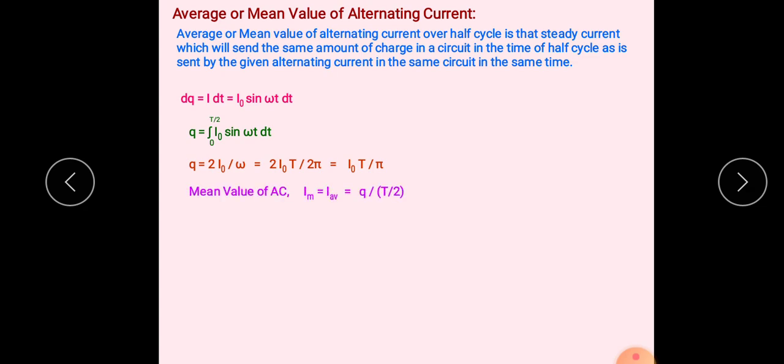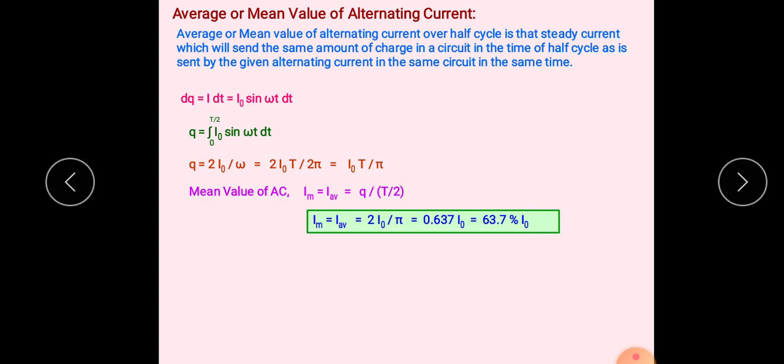So the mean value of alternating current, I average, equals q upon T by 2, and if we put in the values, I average comes as 2 I naught divided by pi, and it is 0.637 I naught, where I naught is the peak value. In other words, you can say the average value of alternating current for half cycle is equal to 63.7% of maximum current.